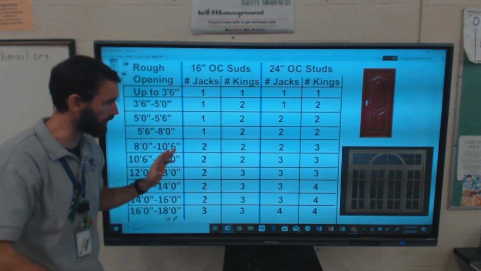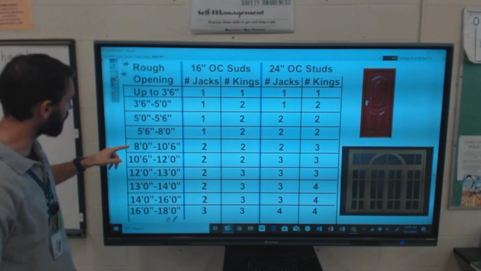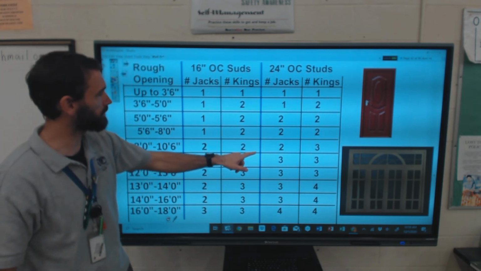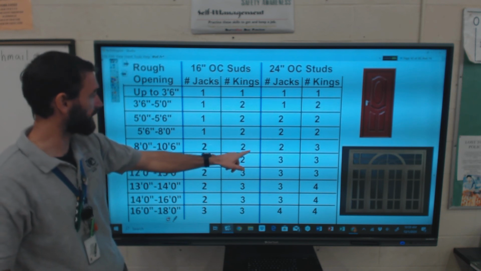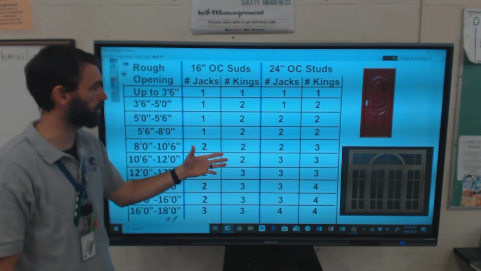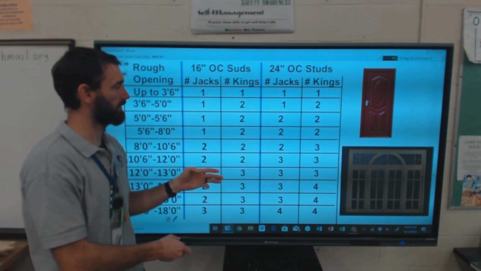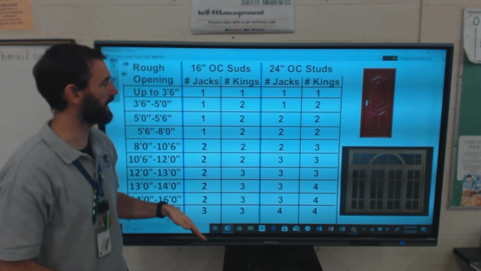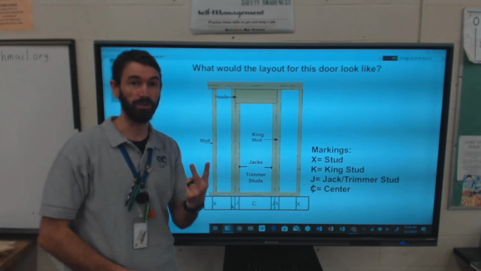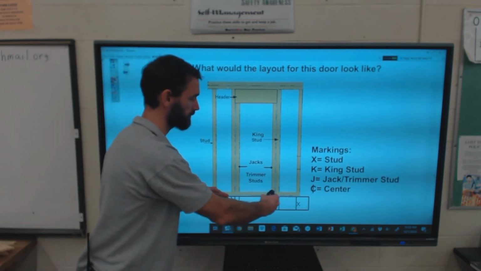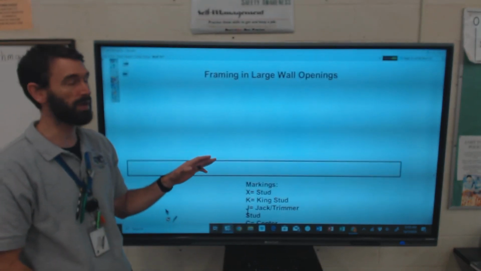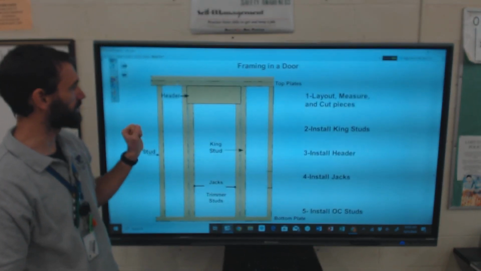So this is just a little chart that talks about, hey, if you have a 10-foot opening and you're running with 24-inch studs, then you need 2 jacks and 3 kings to help support that opening. So you'll have to take this into account when you have your jack and you're marking your jacks and kings. So if you need 2 jacks, you have to measure over several times before you find your king spots. Okay, but I'll talk more about that later.